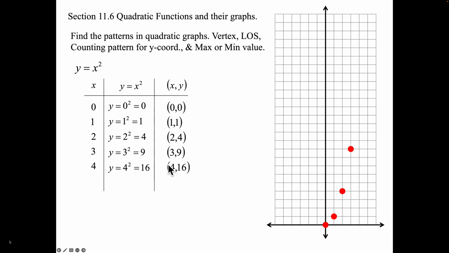4 squared is 16, so 4, 16, we'll plot that. 5 squared is 25. 5, 25, I think it's all the way to the top. So this is the right-hand side of my parabola. The point down here, this lowest point, 0, 0, is my vertex.